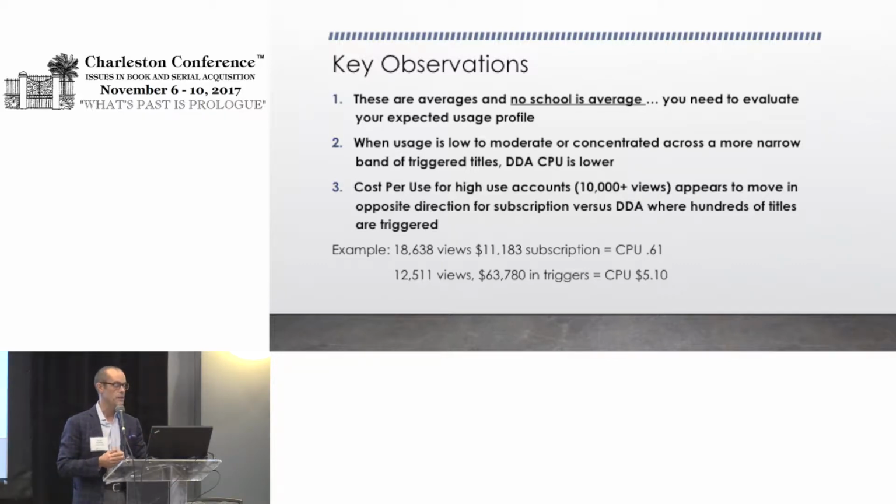The bottom one is a DDA spend on 12,511 views with a cost per use of $5.10. So in that scenario, high use across a lot of titles, it appears that the data moves in opposite directions. But again, small sample. And that's it for me. I'll turn it over to Tom.